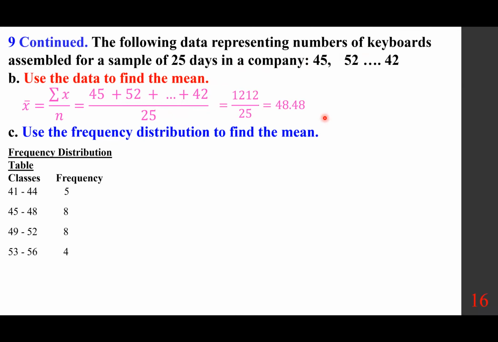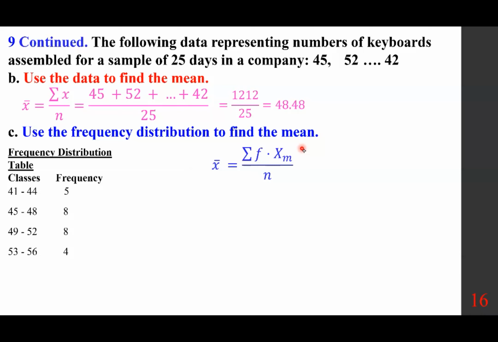Now, what if we want to use the frequency distribution table to find the mean? This is an estimate, remember that. Okay. So we use the following formula. X bar is summation of f times x sub m over n. And please understand this is an estimate. F is the frequency. X sub m is the midpoint.